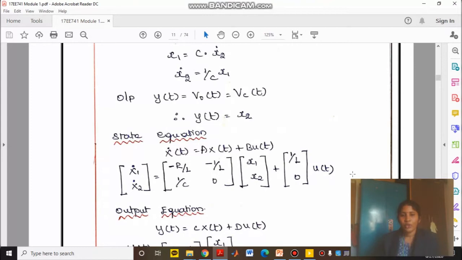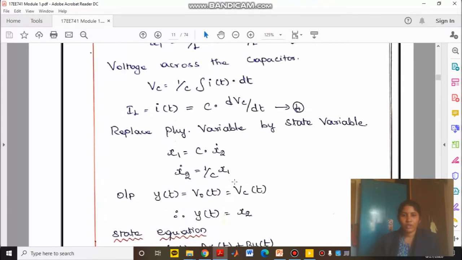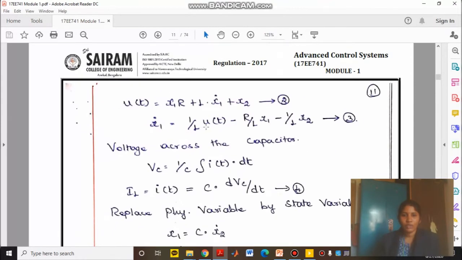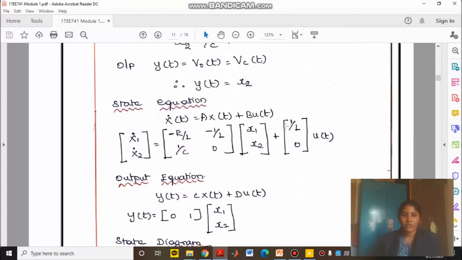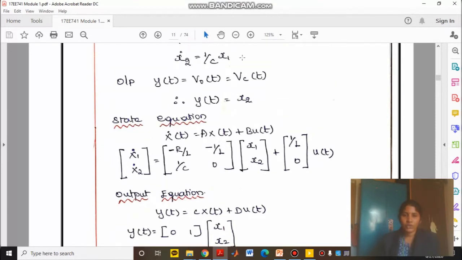What is the u parameter in x1 dot? The u parameter in x1 dot is 1 by L. So you have to write it as 1 divided by L. What is the u parameter in x2 dot? x2 dot does not have any input parameter. Therefore the u parameter for x2 dot is going to be 0. This complete equation describes the state equation of the system.